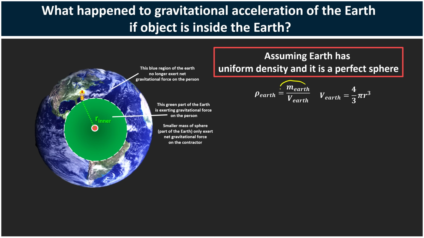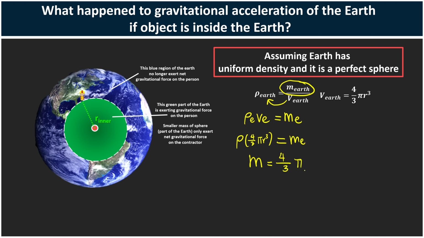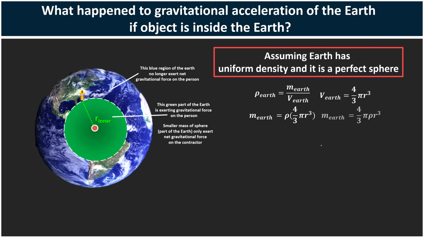So if I were to find the mass of the Earth, I can say the mass of the Earth will be equal to the density of the Earth times the volume of the Earth. But we know the volume of the Earth is just 4 over 3 pi r cubed. So we can say the mass is eventually equal to 4 over 3 pi rho r cubed. So this is why we have something like this once we expand the bracket.